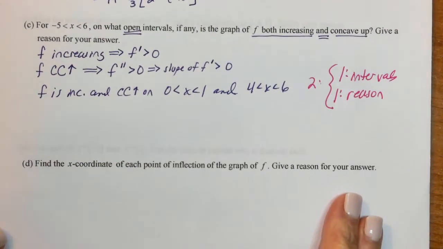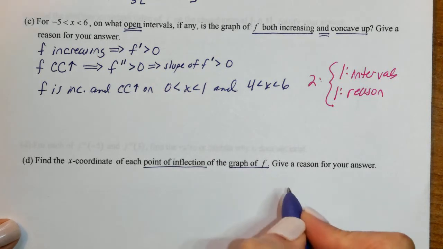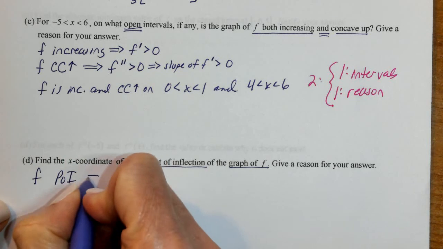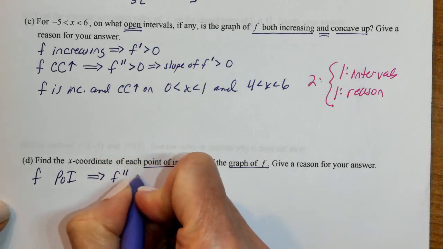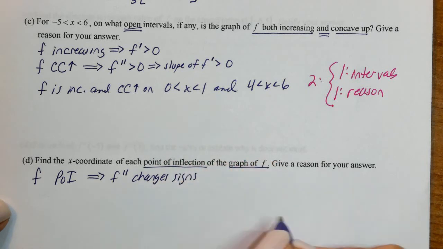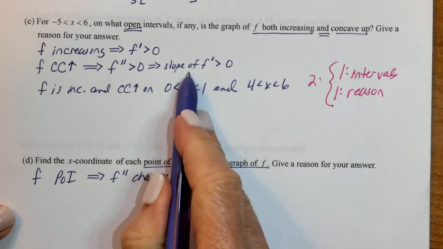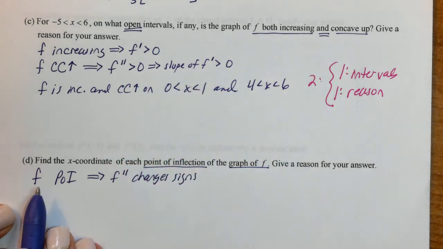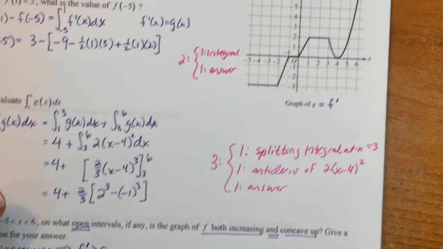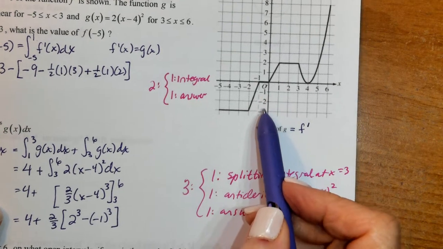Part D. Find the x-coordinate of each point of inflection of the graph of f. So f has a point of inflection when f double prime changes signs. That's when f has a point of inflection. We've already said that f double prime is the slope of f prime. So we want f double prime to change signs. So let's come up here. We want the slope of this to change signs.